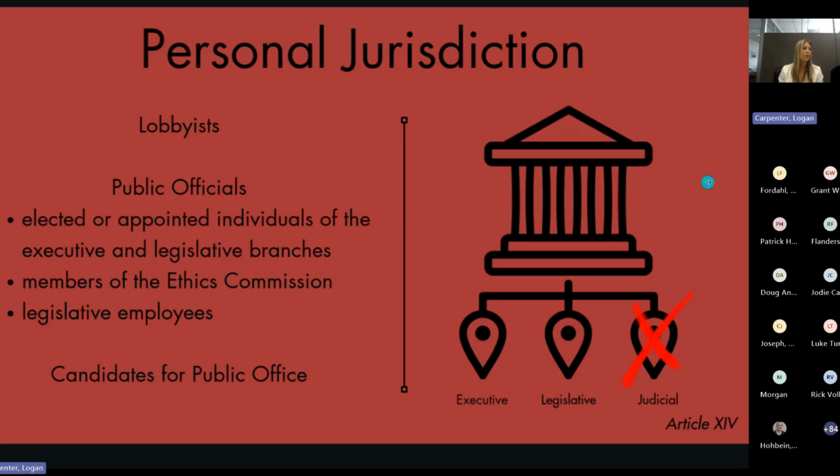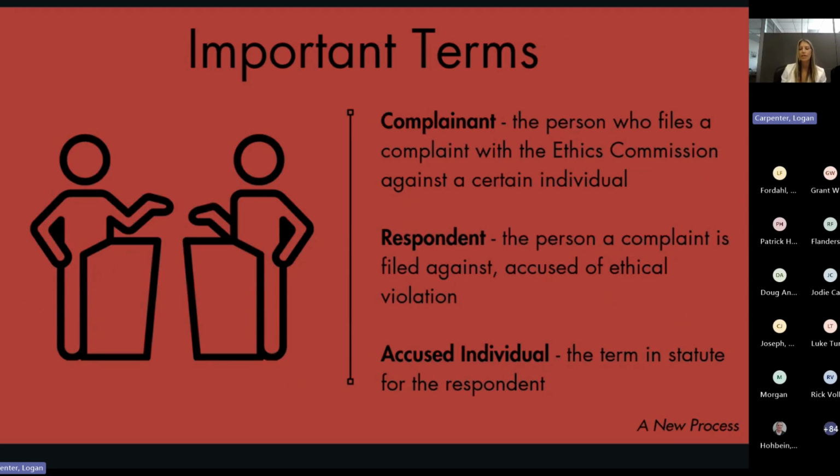There are also a few terms, two in particular, that we'd like to go over and that you're going to hear myself and Logan say several times today. These terms come up in the complaint process frequently. We have the term complainant. This is the person who files a complaint with the Ethics Commission against another individual, the person who files or provides information to the Ethics Commission. We also use the term respondent in Ethics Commission rules and in practice and in communications. This is the person against whom a complaint is filed. They may be accused of an ethical violation, and we use the word respondent to describe that person.